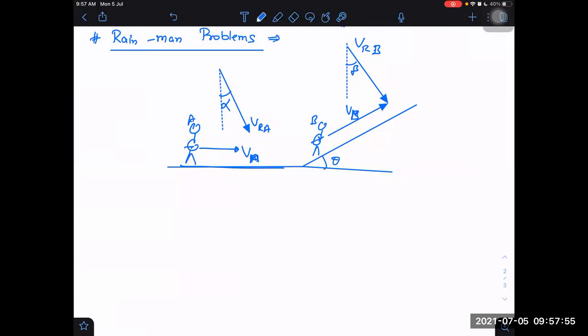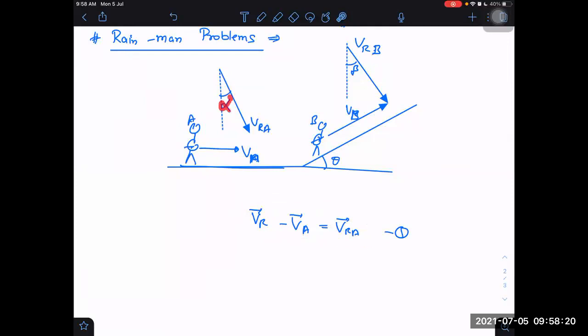We have the equation: velocity of rain minus velocity of A is equal to VRA. Now in this equation, VRA is unknown, and VR is also unknown. Both are unknown only. So not much useful, I think. But one thing is known. What is known? Alpha is known.